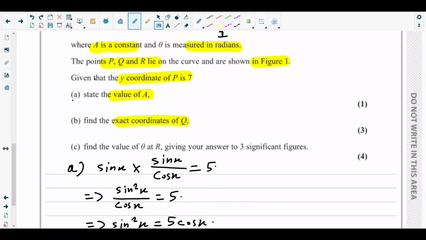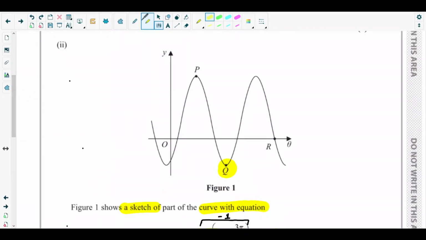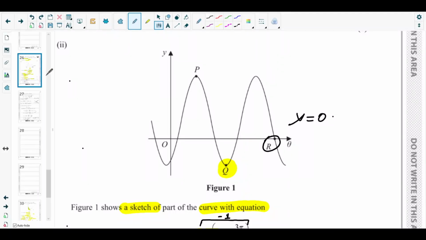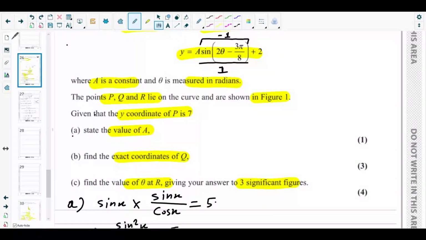That's it. Okay, next is part C of question number 9.2. Part C is asking to find the value of theta at R, giving your answer to 3 significant figures. Okay, let's see the figure. Point R is basically where the value of y is 0, right? It lies on the x-axis. So that means we will just equate the value of y as 0 in the equation.